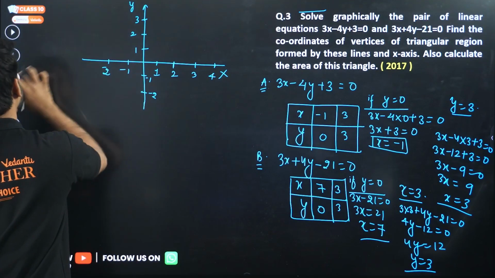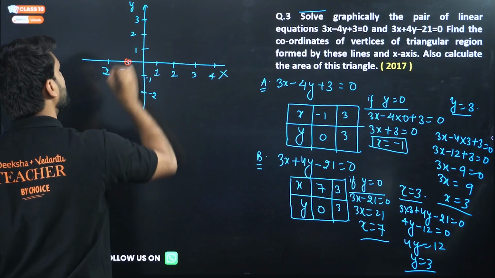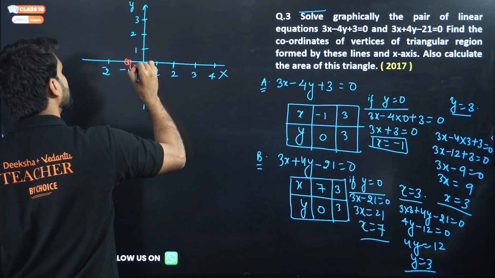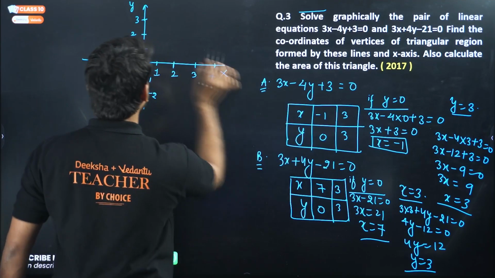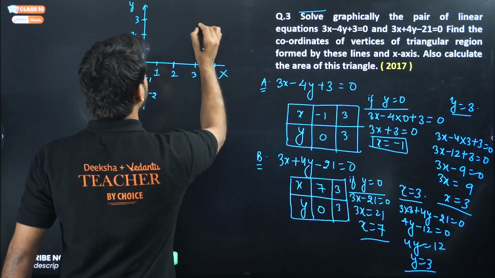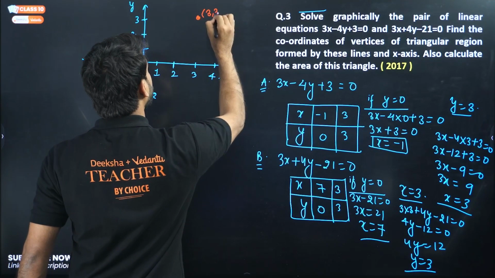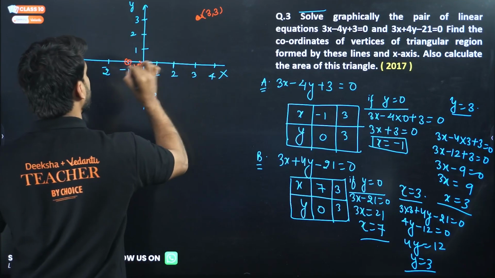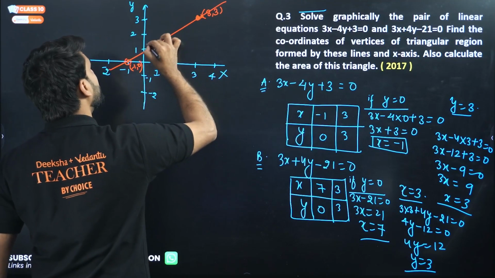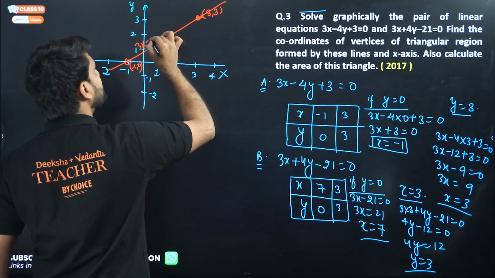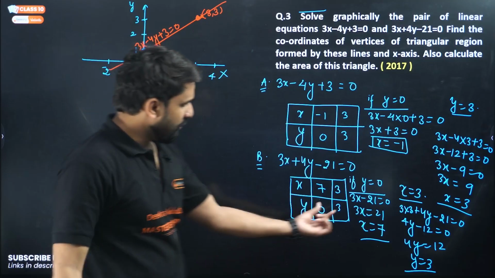I'm taking the red color pen to draw this. So this is minus 1 comma 0. And the second is 3 comma 3. x is 3, y is 3. So this will be the point. This and this. I hope you have understood it. This is the point 3 comma 3. Right, now you can draw the line. So this line I am drawing is the line of 3x minus 4y plus 3 equals to 0. Right, now we have the second equation as well.